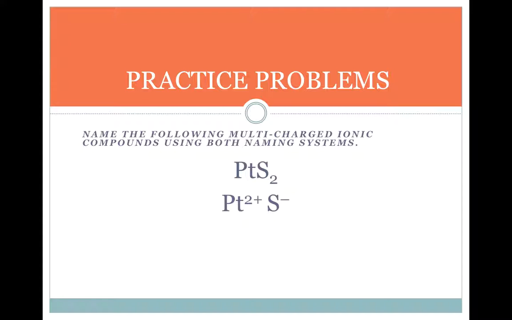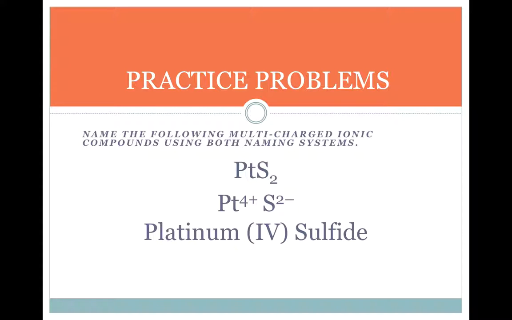We check the charge on the sulfide. If we look on the periodic table, sulfide should have a negative 2 charge. That means we have to multiply both the cation and the anion by 2. By doing that, platinum now has a plus 4 charge and sulfide has a minus 2 charge. Therefore, the name of this compound would be platinum 4 sulfide. That is the stock system name.